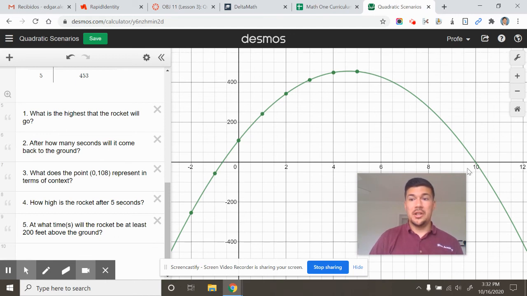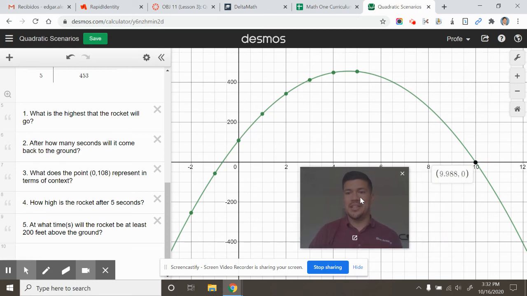You could ask also, when's the object going to hit the ground? You can say at about 10 seconds. Really, right here, it tells you at 9.98. So there's a lot of questions about the zeros, the roots, the intercepts, which you could answer as well. Also, you can answer questions about the outputs.